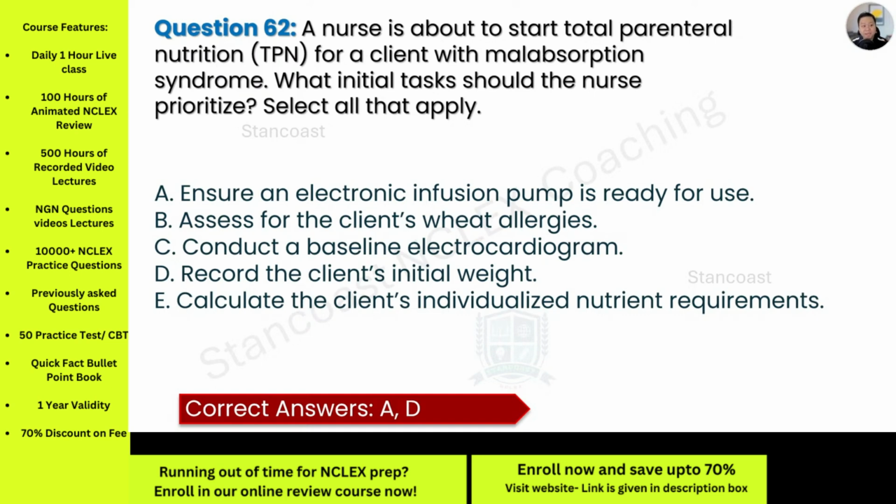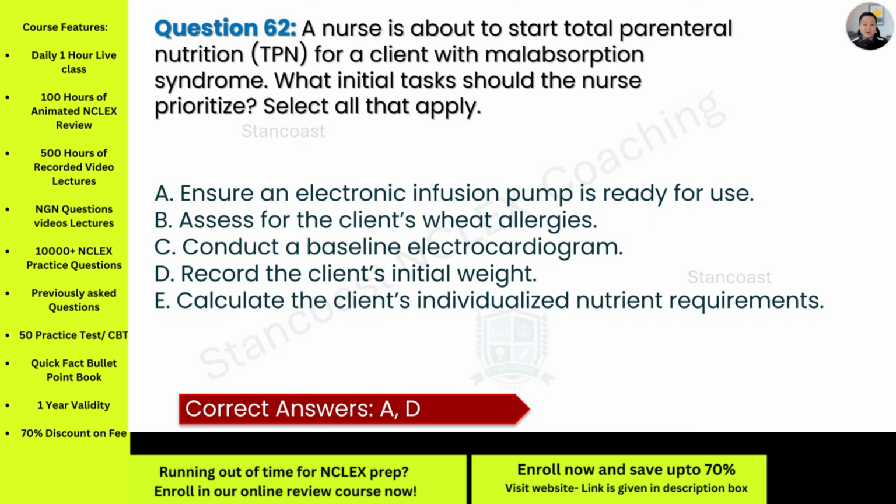And take note about the case, we have malabsorption syndrome, wherein there's going to be some form of malnutrition that will be evident. And so the weight trends can also help you evaluate the nutritional status and the patient's response to the treatment. Letter B is an incorrect option because wheat allergies are irrelevant for TPN, since it bypasses the digestive system and does not contain wheat derivatives.